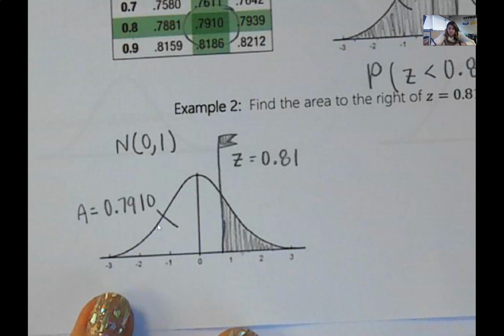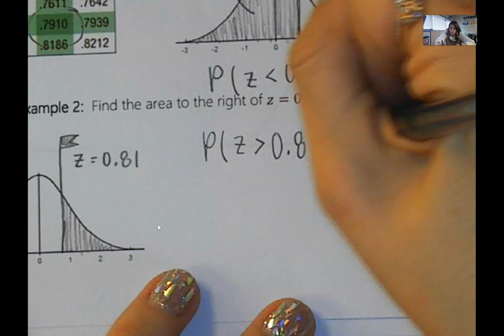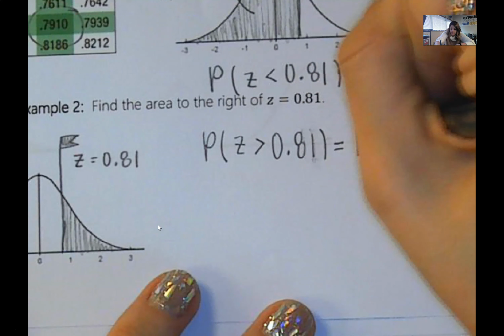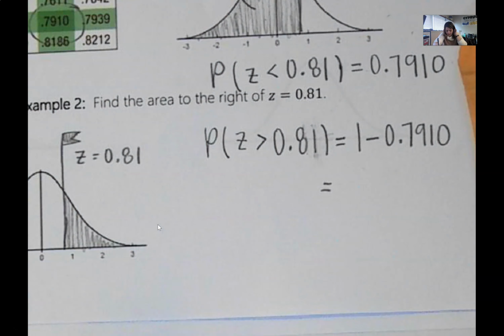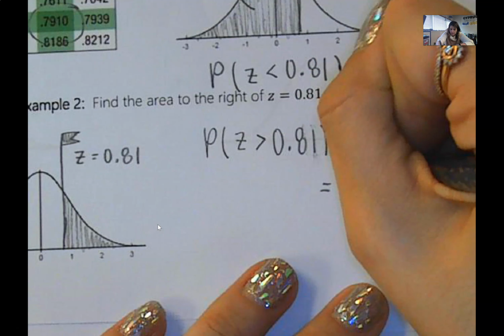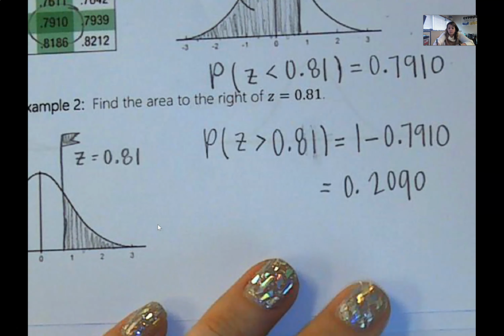Well, underneath this curve is 100% of the data. So if we want to figure out what's to the right, given we know what's to the left, you calculate that by subtracting it from 1. So we would say P of Z greater than 0.81 is equal to 1 minus 0.7910. If we plug that into our calculator, we get that the area is 0.2090. So I can now label the area that I shaded.